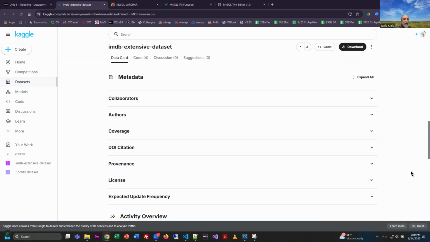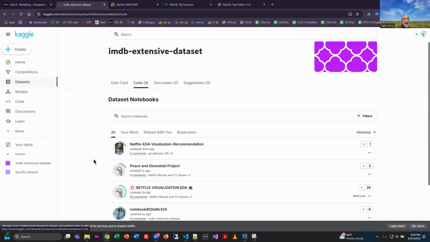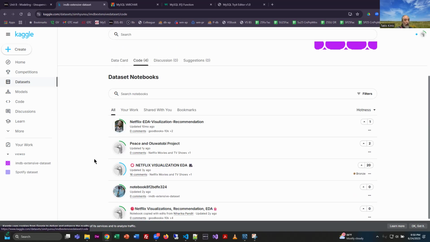It tells us what data is in there, right? And then also there is a code area. So people have looked at that data, built code, and shared it. And you're free to look at these things and borrow from them. And in fact, I would encourage you to do that.